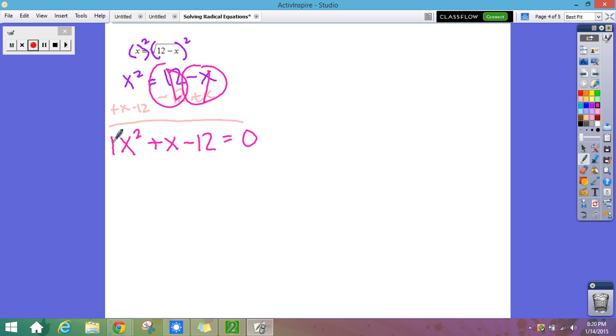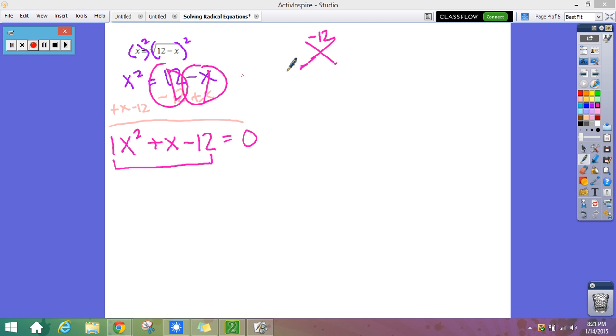And a little review of factoring, we multiply the first term times the last term, a times c, field goal as we call it. So 1 times a negative 12 is a negative 12. And the center term is a positive 1. So we need to ask ourselves, what are the factors that are going to multiply and give us a negative 12 but add up to a positive 1? And that's going to be a positive 4 and a negative 3.